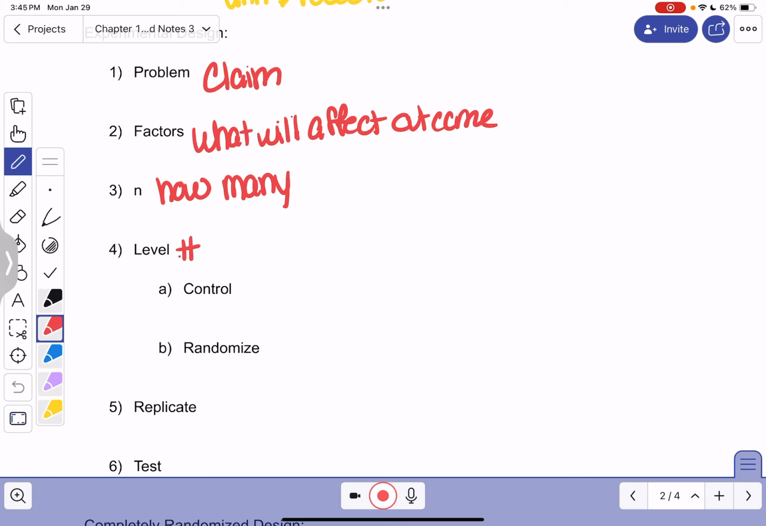Then your levels are the number of treatments. So the number of groups getting treatments. One level is always your control. That's your baseline, your traditional, your placebo. And then the other treatments, the various things. So if we're talking about the new meds, the traditional med is one group, the new med is another group, double the new med is another group, double the traditional med is another group. All of those things are there.